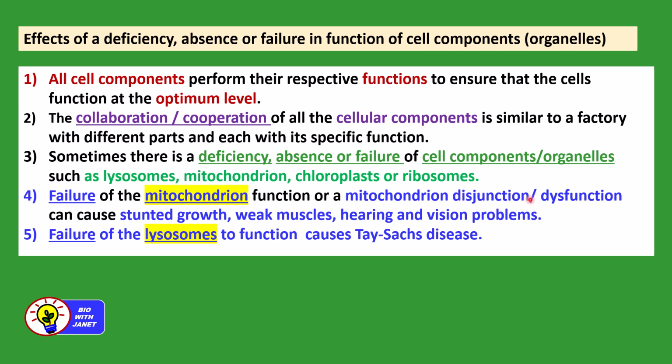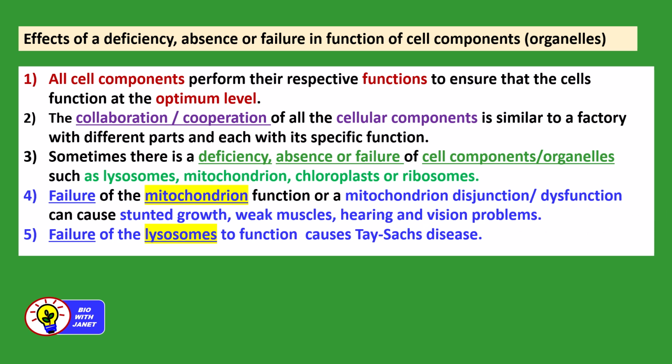The textbook uses the word disjunction, but I can't find this on the net, so it could mean dysfunction. Not sure. Anyway, if there's a failure of the mitochondrion to function, it can cause stunted growth and weak muscles. This is because the mitochondria cannot produce energy for many processes in the body, and it can also cause hearing and vision problems.